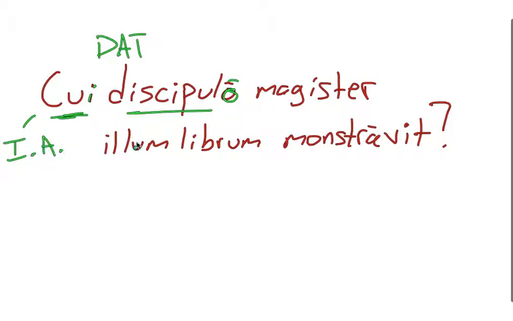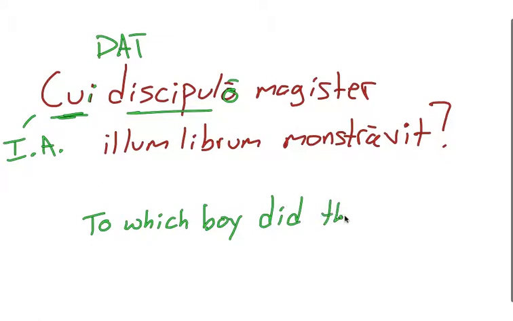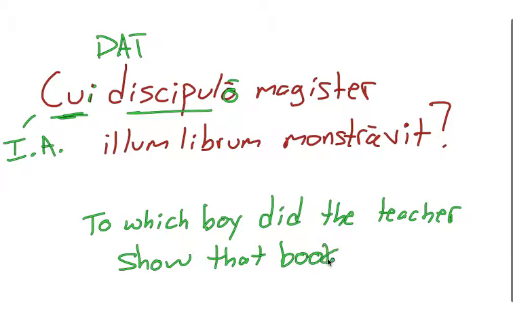Since they're in the dative, we're going to say to which boy did the teacher show that book? Monstravit is the perfect tense verb, and illum librum is that book. Okay, and that's a question, right? So to which boy did the teacher show that book? So cui here is an interrogative adjective because it's placed right next to discipulo and it's modifying it. Okay, let's do another example.